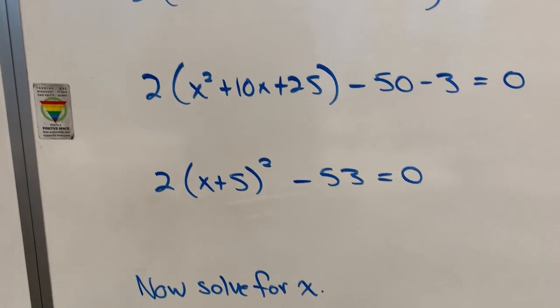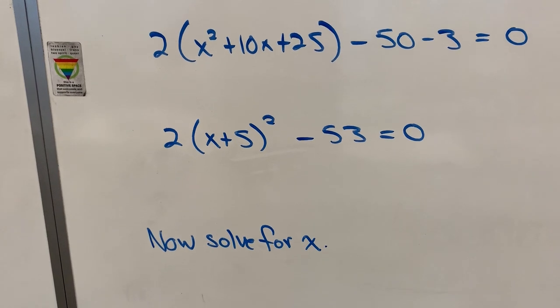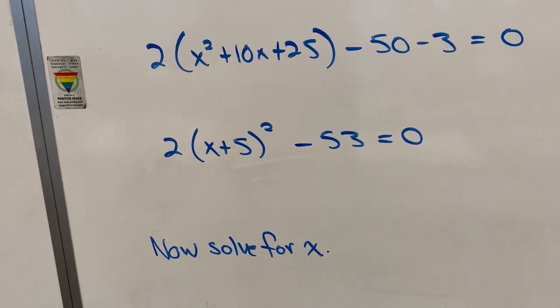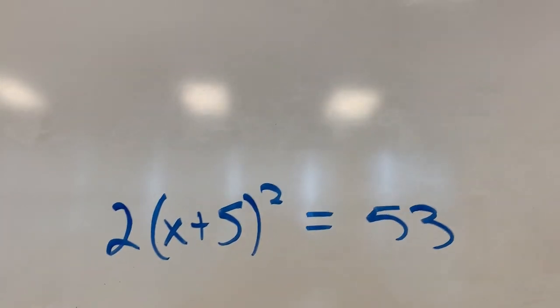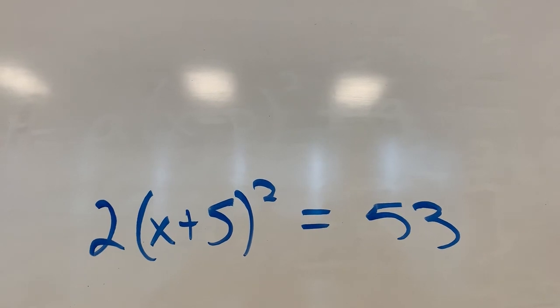But now we've got to remember what we're trying to do here. We're trying to solve for x. So we're not actually done, but we've put it in a form that we can actually do it. So the first step in solving for x is let's move that 53 to the other side. We've got to add 53 to both sides, and we have this.